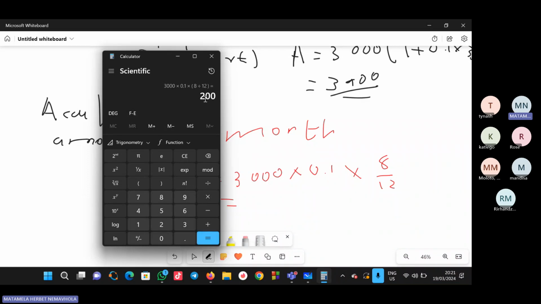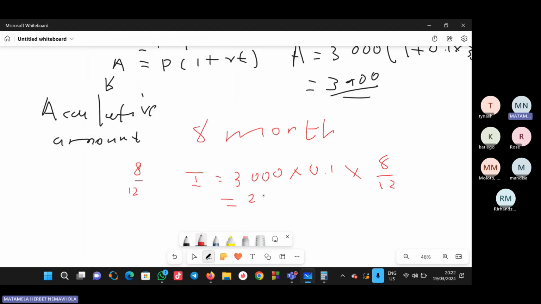Okay, it gave me 200. I'm not sure if this is the right amount. You can also verify it. Let's do it another way. Let's say 8 divided by 12, multiply by 0,1. Then we multiply it by 3,000. We get 200. Indeed, it's 200.